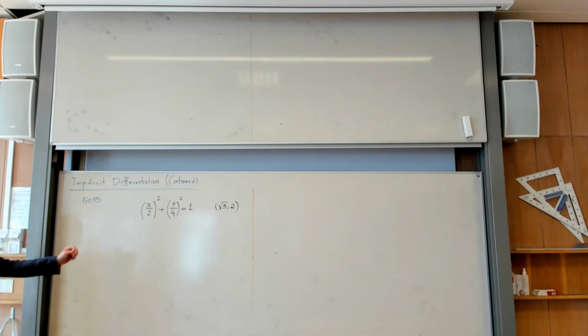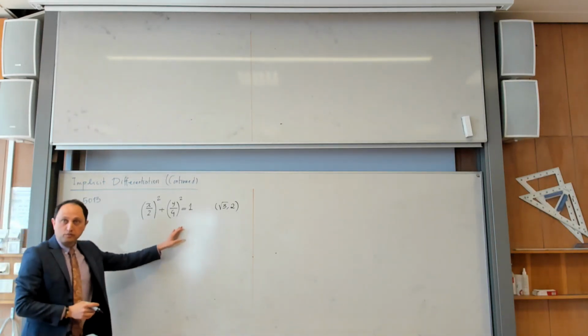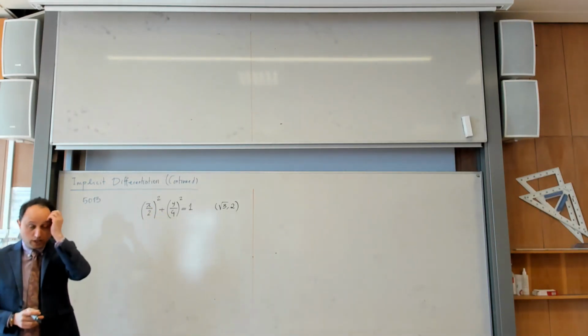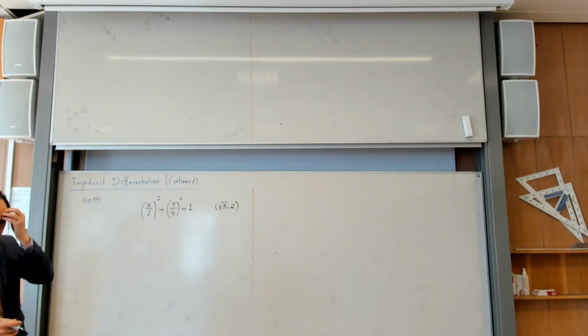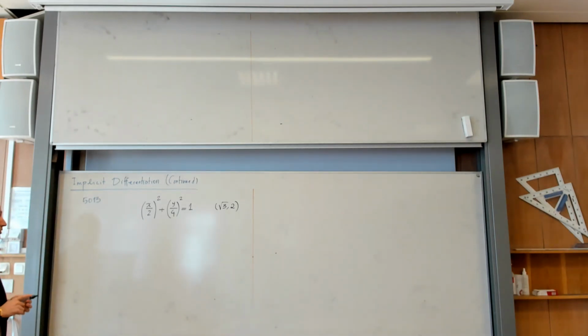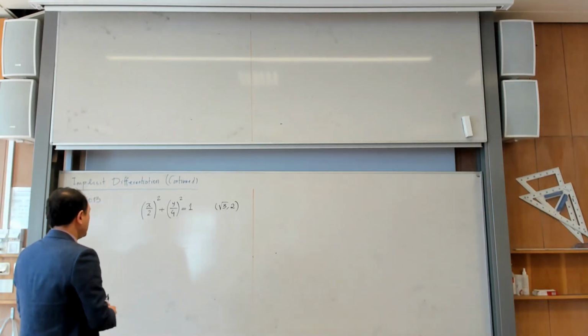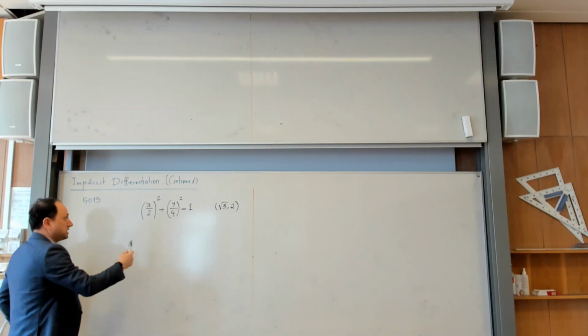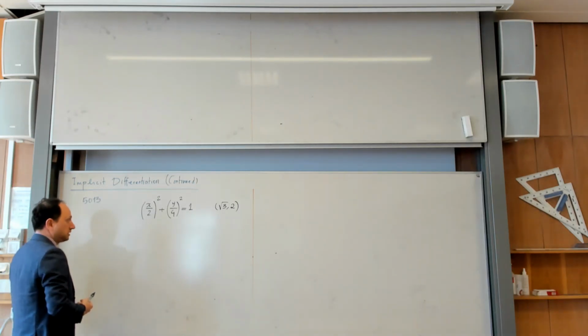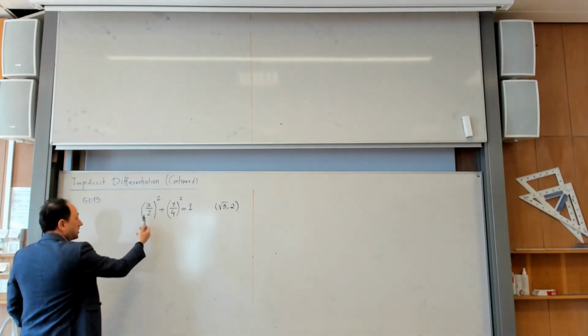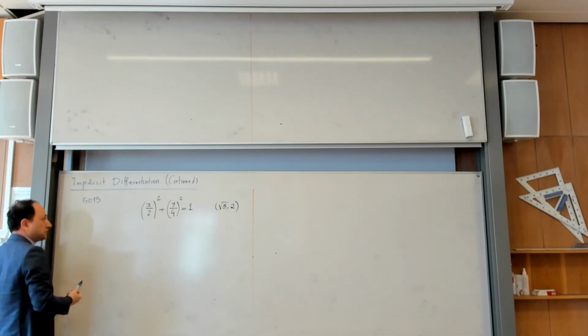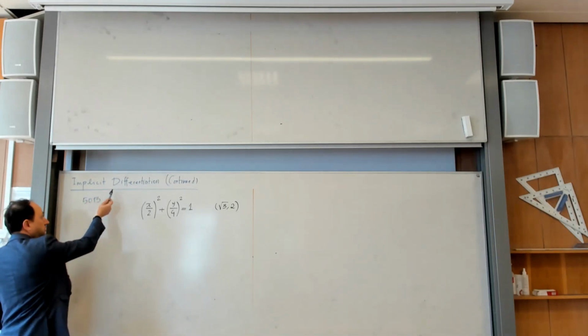So you see that this is an implicit function because x and y are mixed together, and then you want to find an equation for the tangent line. So it means that you have to find the slope of the tangent line. So it means that I have to differentiate. But because this is not an explicit function, I have to use implicit differentiation.